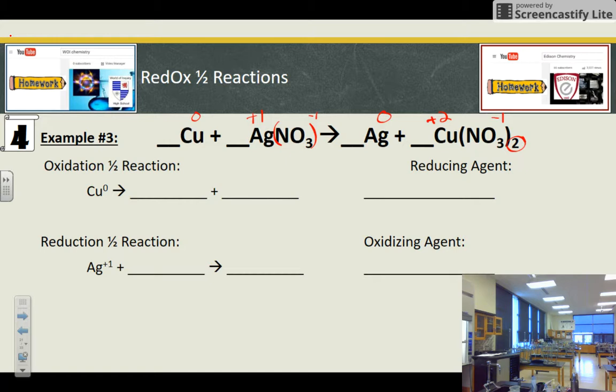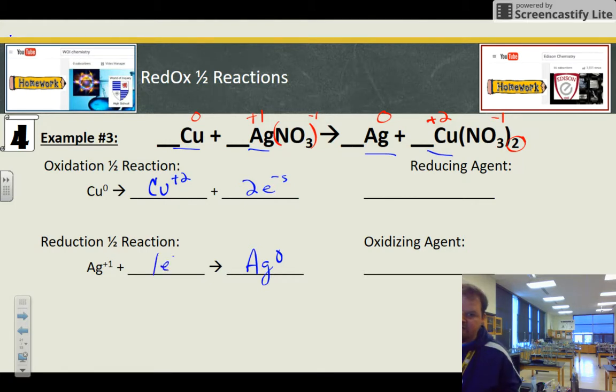So here's where we're going to come through with an issue. Cu0 becomes Cu plus 2. And 0 to 2 is 2 electrons. Okay, good. And then I've got Ag plus 1 goes to Ag0. Well, 1 to 0 is 1 electron. I don't need to write the plus because it's already there. But my number of electrons does not match. So I need to make that work.